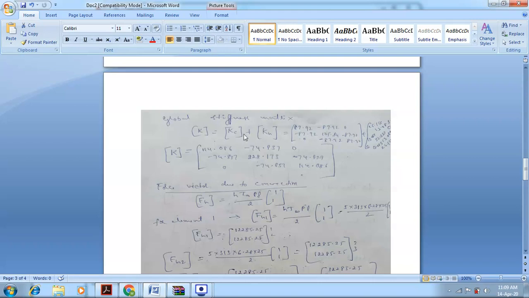Directly we can add it because this is also a global matrix and this is also a global matrix. So we are adding both the global matrices. You add up the corresponding values of Kc and Kh. So this is the final global stiffness matrix I am getting for the fin.